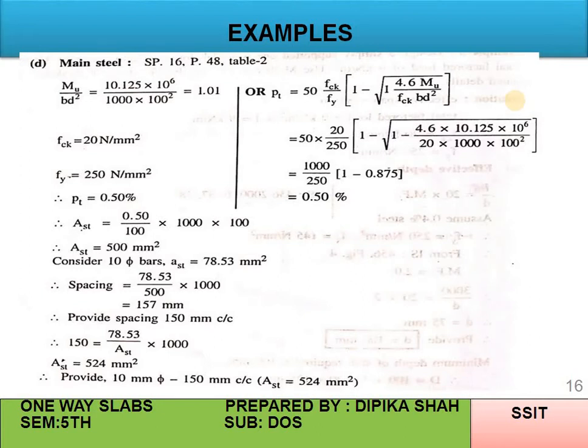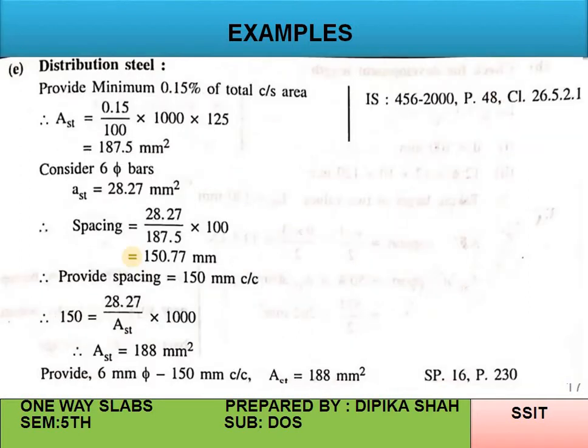Here we have considered 10 dia bars. So small ast will be 78.53 mm square. So the equation for the spacing is small ast upon capital AST, which we have to provide, the area of the steel in a one-way slab, into 1000. So provide a spacing 150 mm center to center. So our provided AST will be 524 mm square. So here we will provide 10 mm dia at 150 mm center to center. ठीक है, यहाँ पे हमारा मेन स्टील का पार्ट खत्म हो गया.